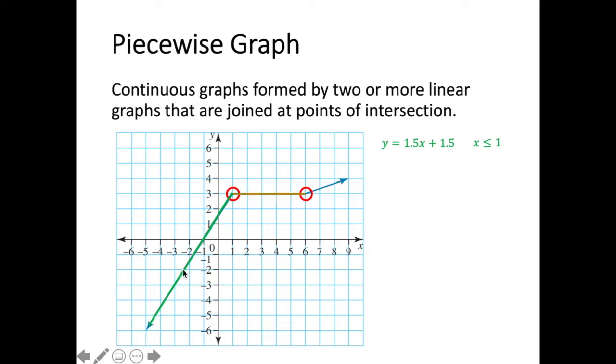Then having a look at the horizontal section, our second section of the line, it is y is equal to 3, and it is y is equal to 3 when x is in between 1 and 6. So any value between 1 and 6, y is going to equal 3. And then for our last section on the graph, our third section, y is going to equal 1/3 of x plus 1, and that is for any values bigger than 6. So you can see that that piecewise graph has 3 separate equations, 3 different sections all combined to form one graph with 2 points of intersection.